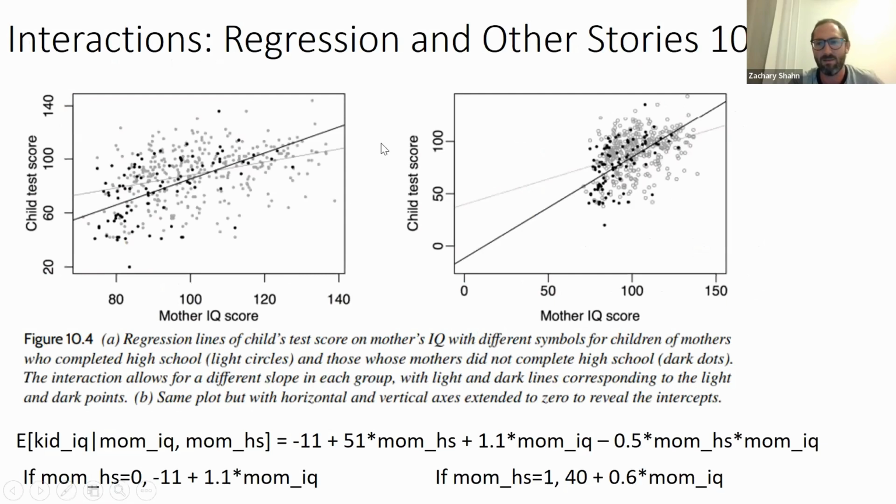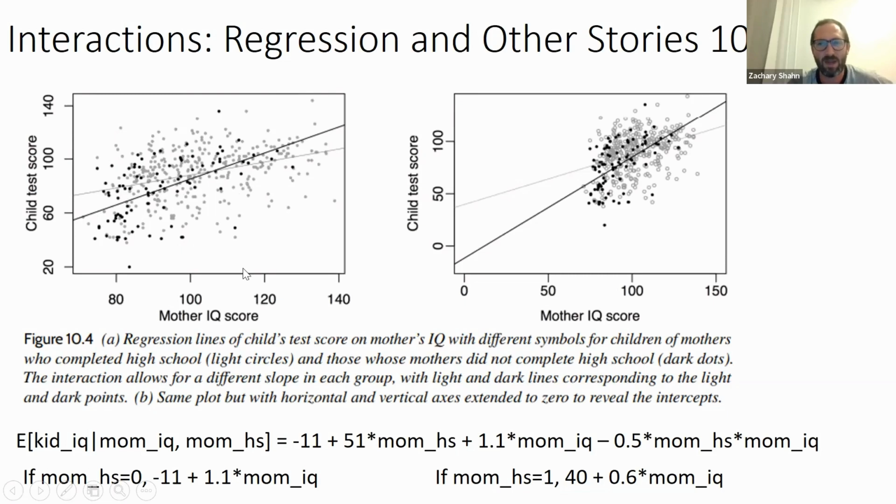Another thing that you can add in a multivariate regression model is interactions, where you can allow the slope of one covariate to vary depending on the value of the other covariate. So in this case, you can allow the slope of mother IQ score to vary depending on maternal high school completion. So you can say that here in this plot, the dark dots are kids whose mothers did not complete high school, and the light dots are kids whose mothers did complete high school. And you can see that the slopes of the predicted regression lines in these two cases are different.